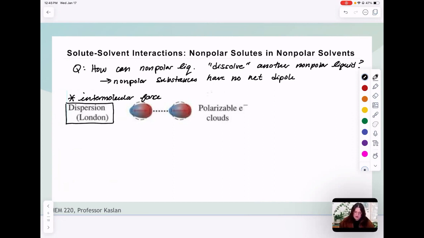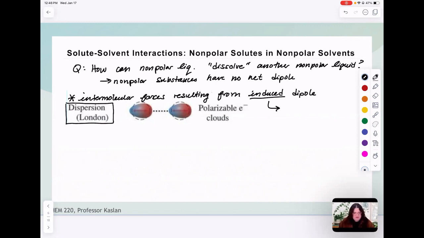So what is a London force, a dispersion force? It is a type of dipole-dipole interaction. However, it's a very, very weak one, and it's one that is found in everything. So let's talk about it. Dispersion forces are intermolecular forces resulting from an induced dipole, meaning a dipole that was created as a result of some precipitating event.